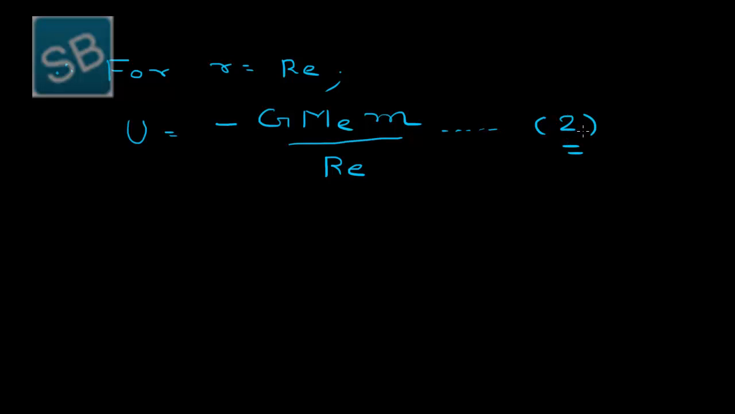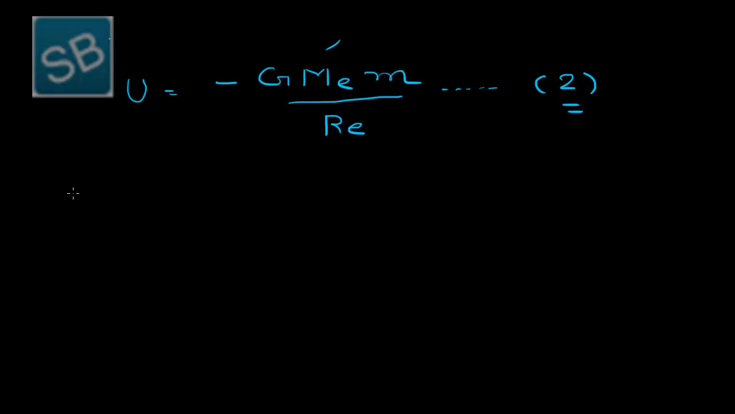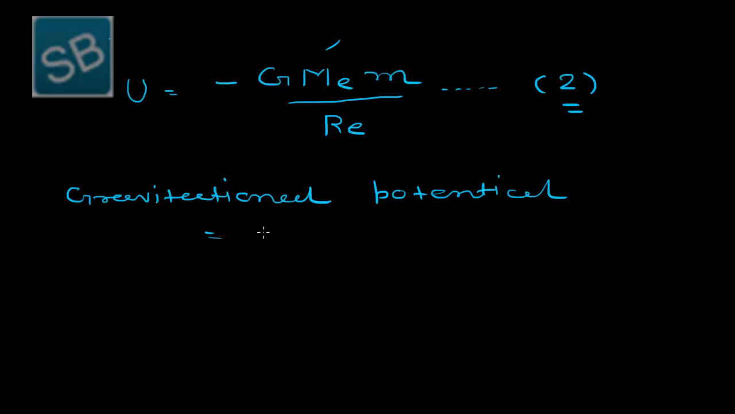And from this equation, we can also say that the gravitational potential is nothing but the gravitational potential energy per unit mass. Because if you substitute m equal to 1, then this particular equation will be phi e, that means minus GME over RE.